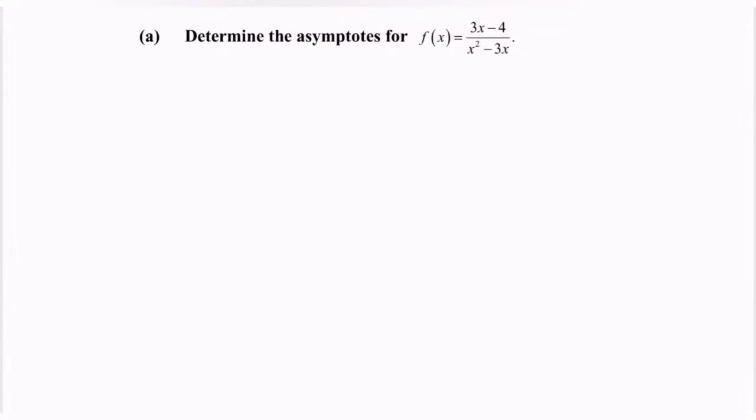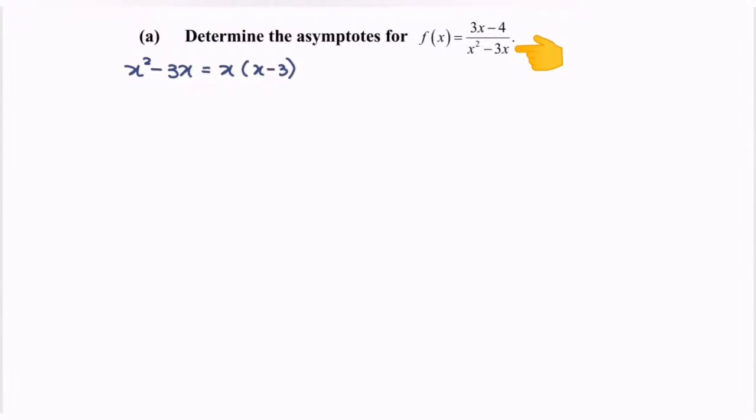The asymptote for the function f(x), which is equals to 3x minus 4 over x squared minus 3x. So now we are going to the first category, which is the vertical asymptote. In order to find the vertical asymptote, kindly refer to the function, the denominator part, where we have x squared minus 3x, which is equals to x multiplied with x minus 3.